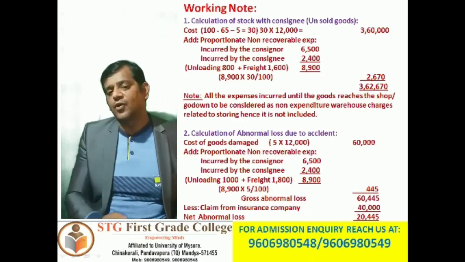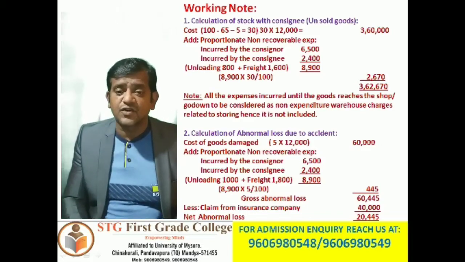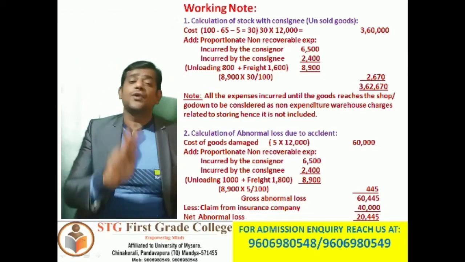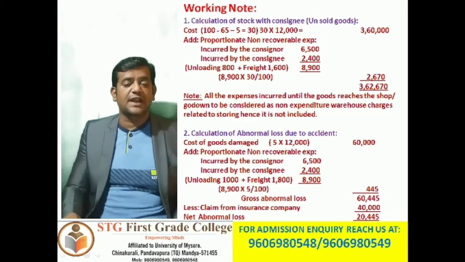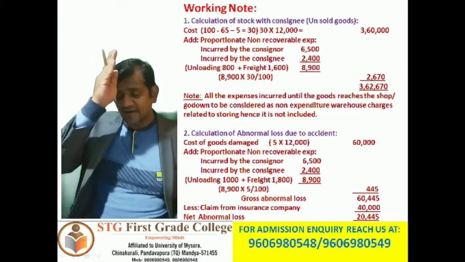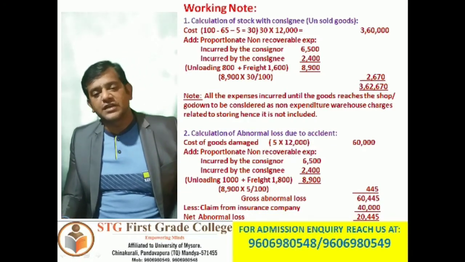So I am taking only unloading charges of rupees 800 and freight charges of rupees 1,600. So 800 plus 1,600 equals 2,400. So 6,500 plus 2,400 equals 8,900.